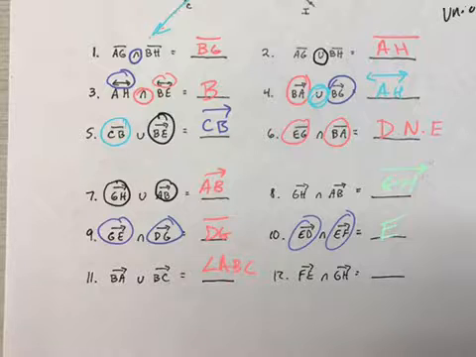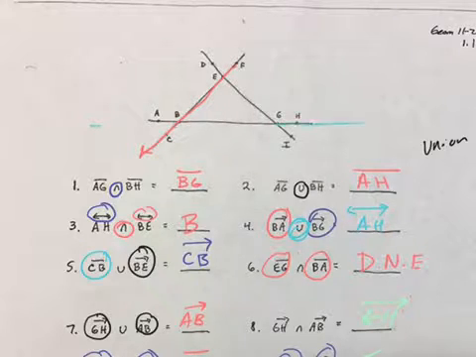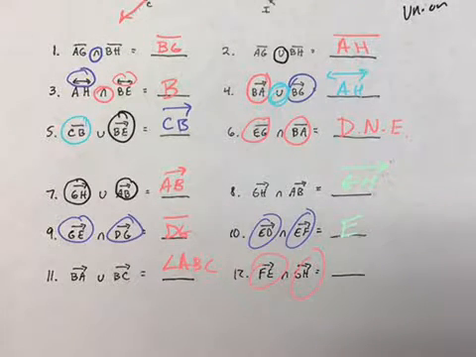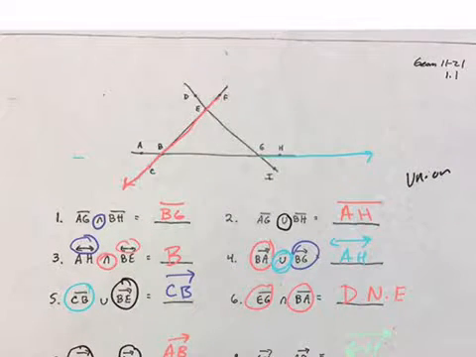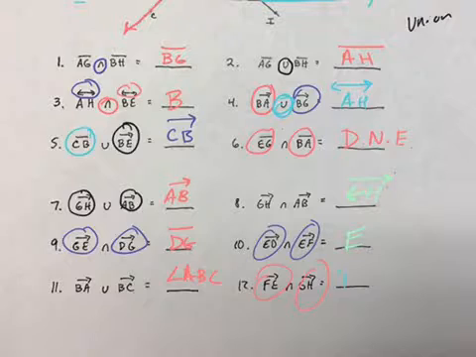And one more, FE and GH. Where did they intersect? Ray FE and ray GH. So I've got ray FE. Where does that intersect with ray GH? FE, GH. I'm trying to extend these forever. I'm trying to think if this goes to the right forever, this goes down forever, will they intersect? They actually don't. There is no intersection.